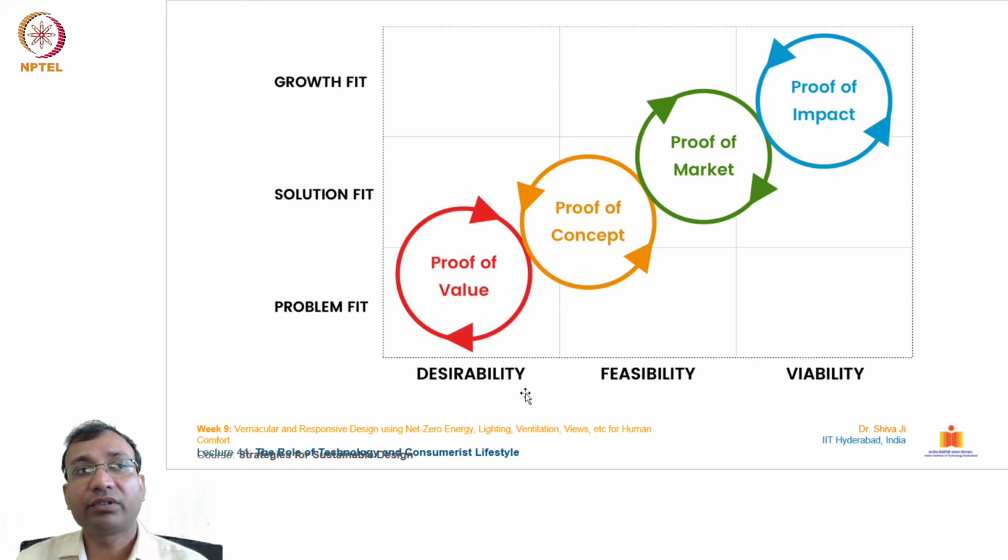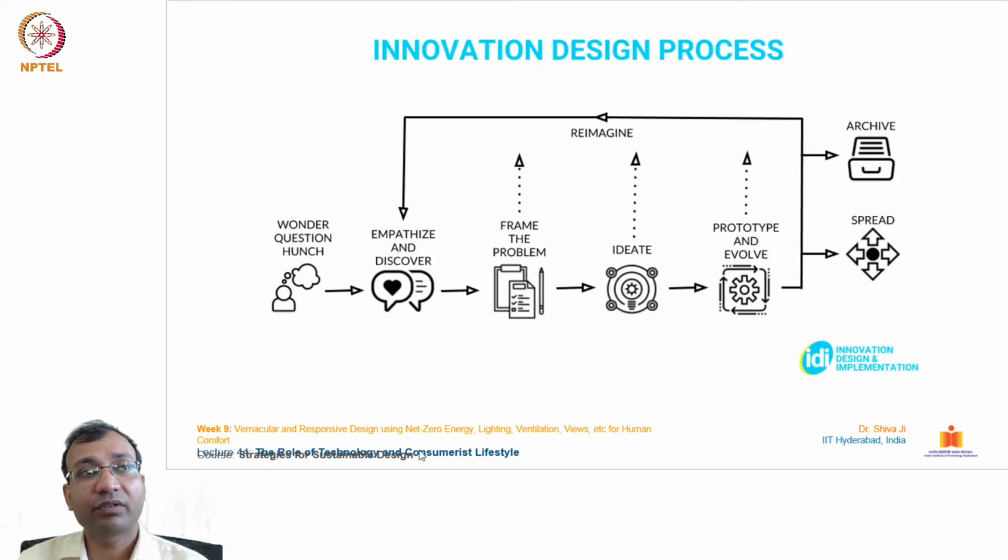Further, to test how the desirability, feasibility, and viability, the three circles we discussed earlier in the previous slides, can become problem fit, solution fit, growth fit, you can have these combinations like proof of value, proof of concept, proof of market, proof of impact. Here you can assess how successful your solution, your idea or concept is. So this is how it progresses over time.